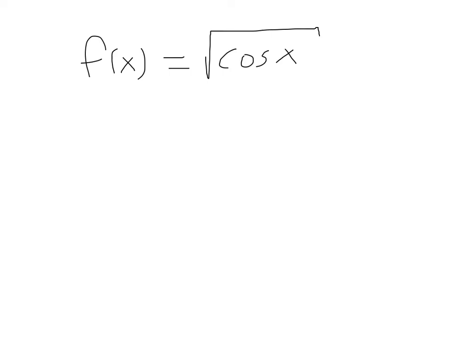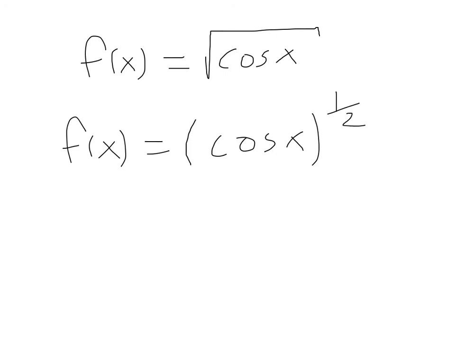Another common case where you have to use chain rule is when there's an equation inside a square root sign. For calculus, you don't think of it as square root of cosine of x. Whenever you see a square root sign, you should think of the 1/2 power, cosine of x in parentheses to the 1/2 power. So now we can see that the outside equation is parentheses to the 1/2 power.